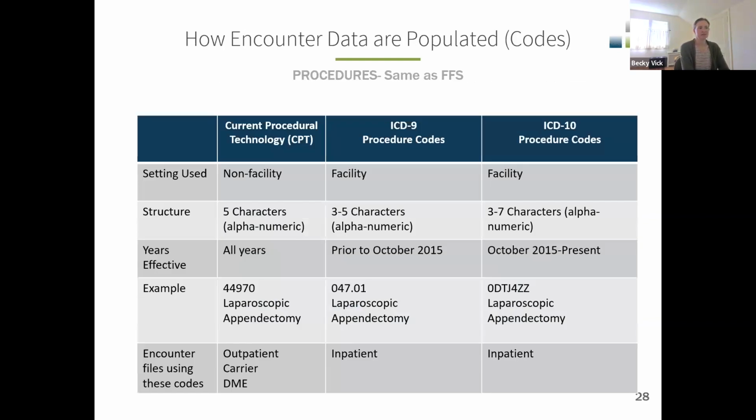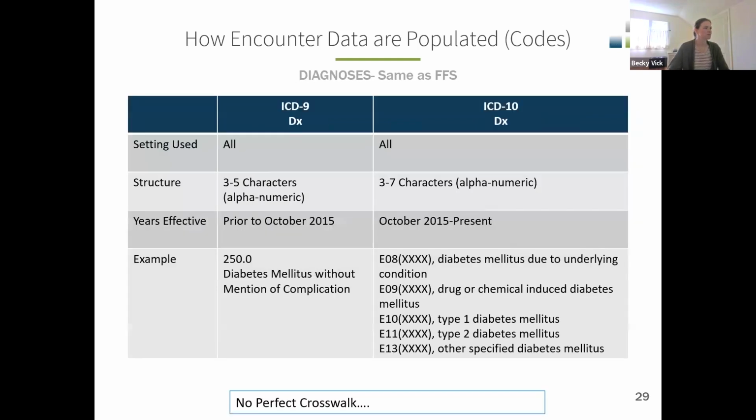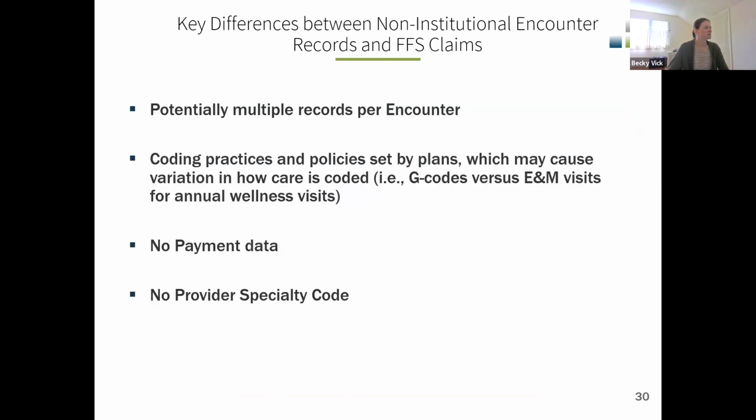Encounter Data uses the same procedure coding systems as fee-for-service, which is the CPT, ICD-9, and now ICD-10 codes. ICD-10, I think, came about in 2015, starting in October 2015. ICD-10 became effective, but it's the same in both groups. As well as diagnosis codes, it's the same for both groups.